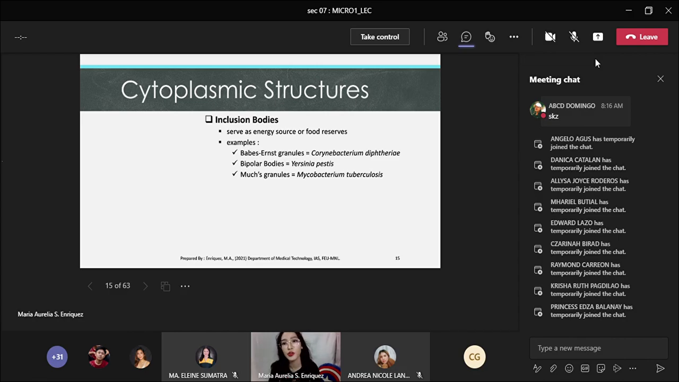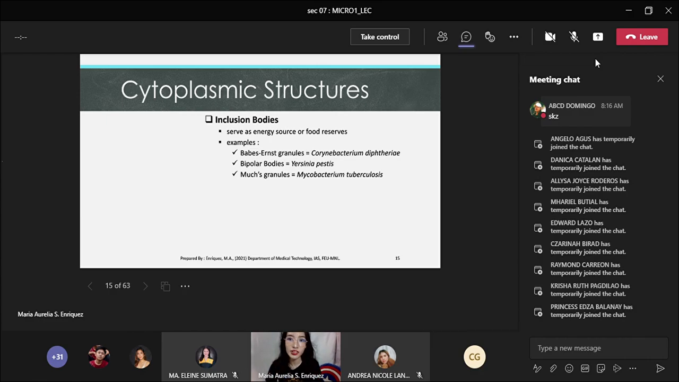Okay, so kung kanina po, yung mga structures na napag-usapan natin, they can be found on the exterior of the bacterial cell. Let us now look into other structures that can be seen within the bacterial cytoplasm. Inclusion bodies are produced by some bacteria to serve as their energy source, food reserves. Okay? So just in case po mapunta sila sa isang environment na walang masyadong mapagkukunan ng nutrients. So inclusion bodies can also help lessen the osmotic pressure that may destroy bacterial cells.